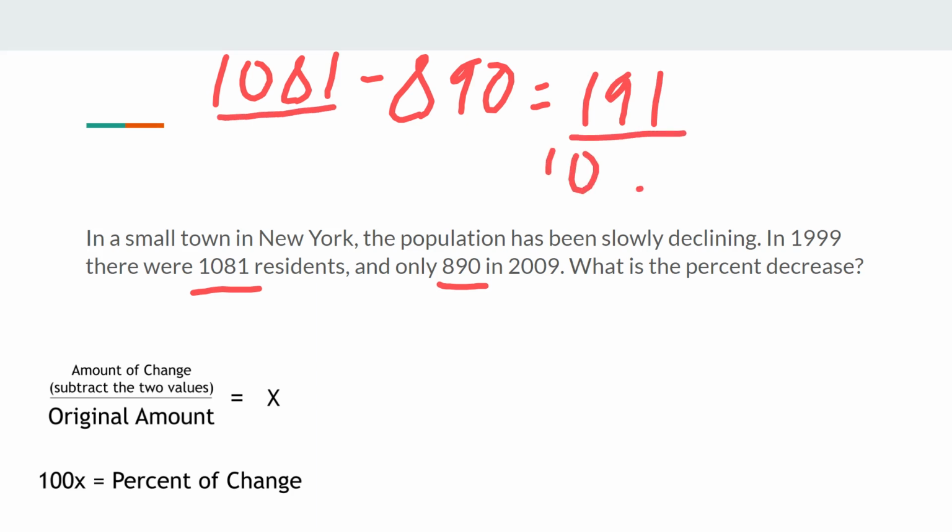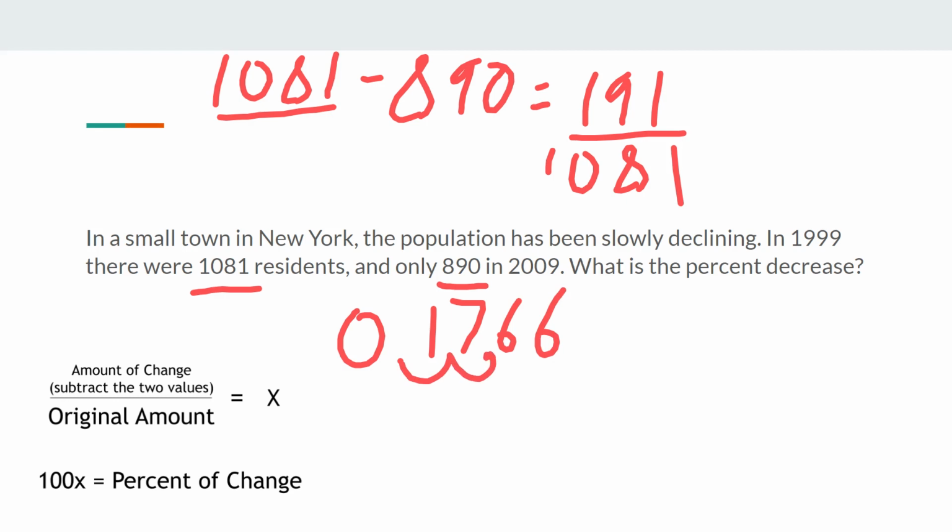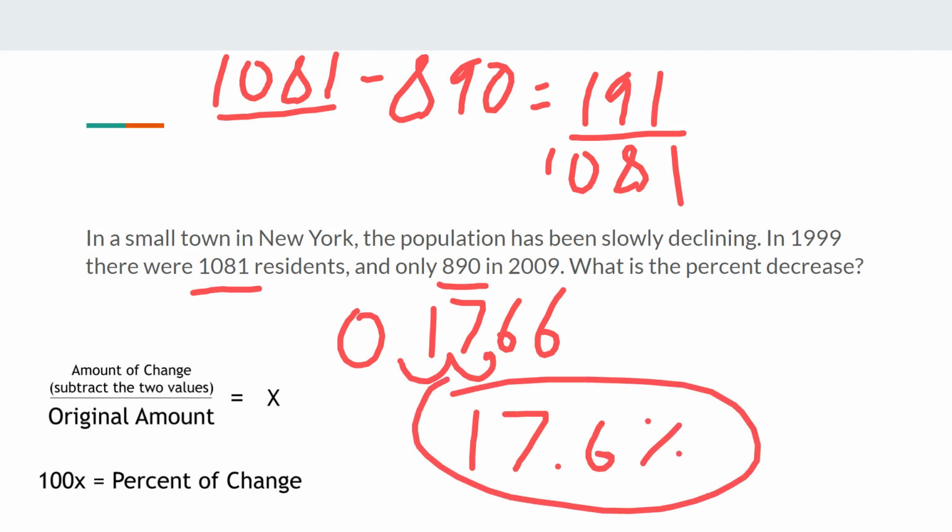So 191 divided by 1,081, and I end up with 0.1766. Do the booty bump, boom, boom, and then in reality, it's going to be 17.6%. I'm going to just do it to one decimal place. 17.6% decrease in population. All right, so this is what you guys are going to be working on.